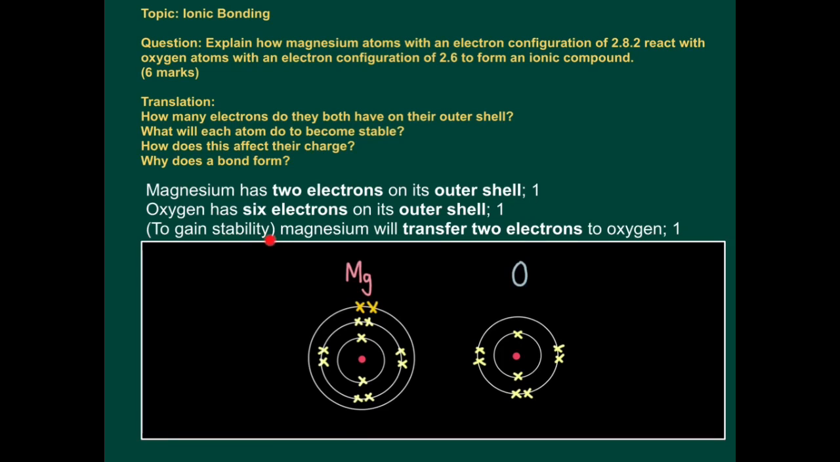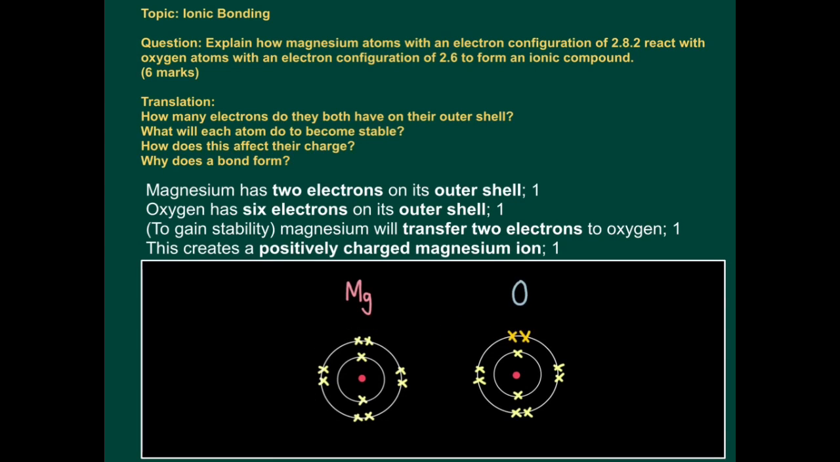To gain stability, magnesium will transfer 2 electrons to oxygen. You don't have to write that, but it helps explain the answer fully. So you can see here that the electrons are moving to oxygen. Now when that happens, you get charged particles forming, or ions.